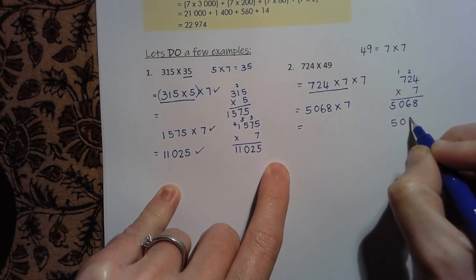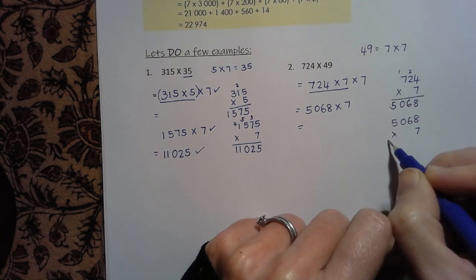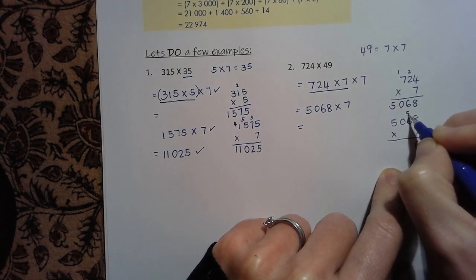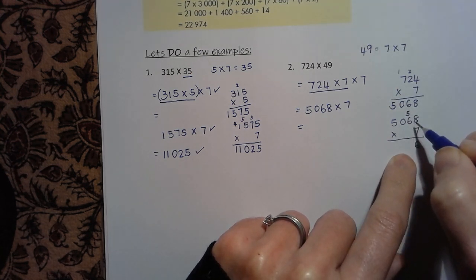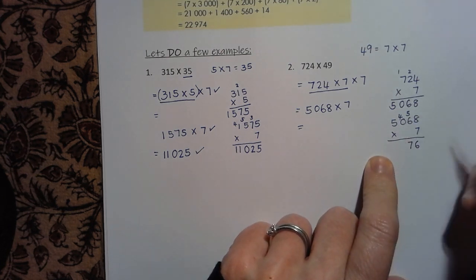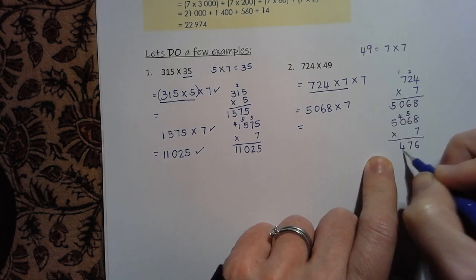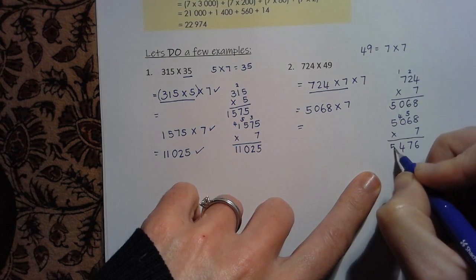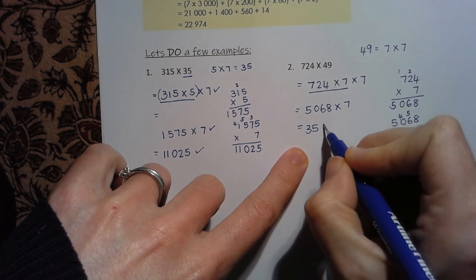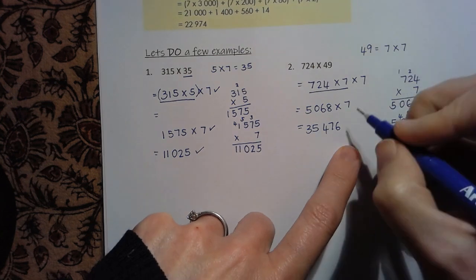So 5068 times 7. Right, so then I calculate again. 8 times 7 is 56. 6 times 7 is 42, plus 5 is 47. 0 times 7, 0 times any number is 0, plus 4 is 4, and then 5 times 7 is 35. So then I have 35,476, and that is my final answer.